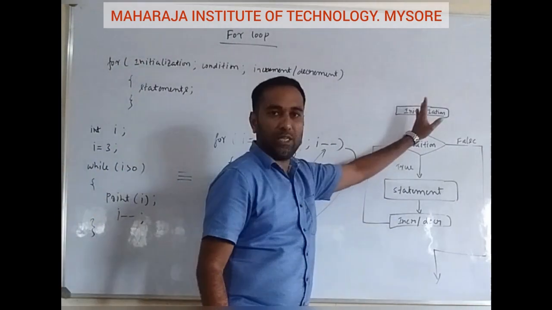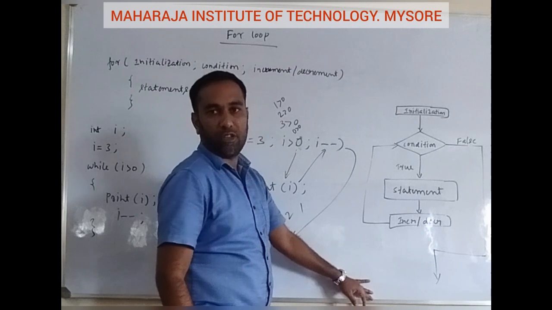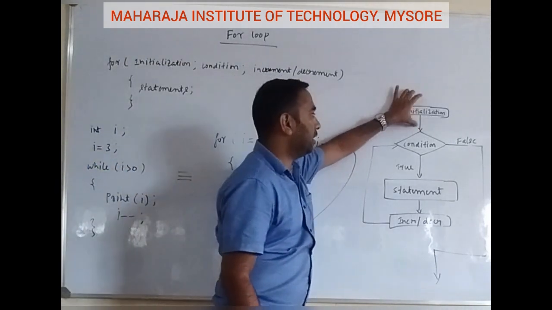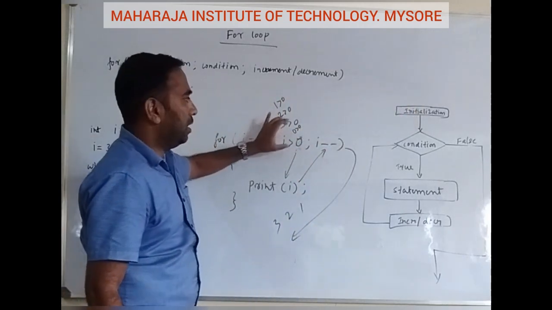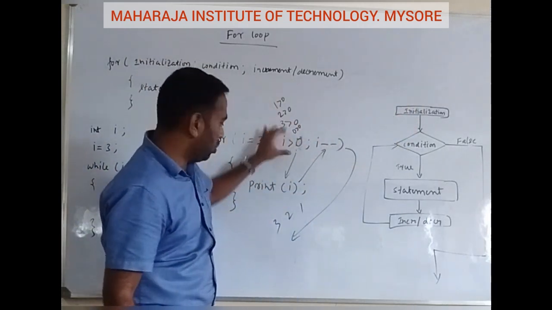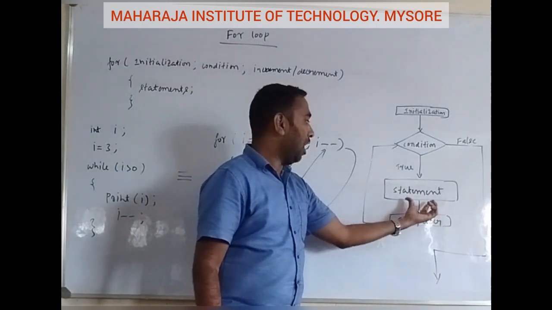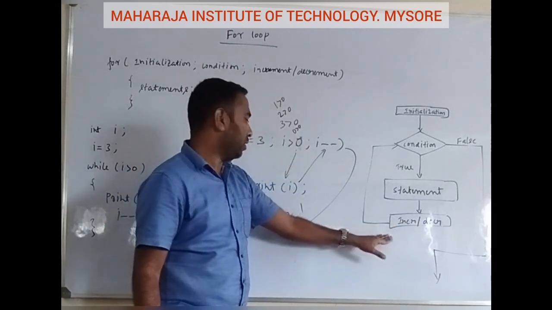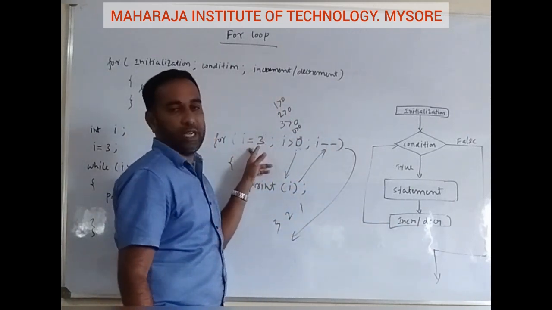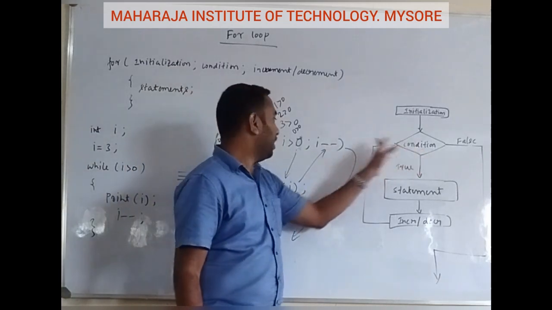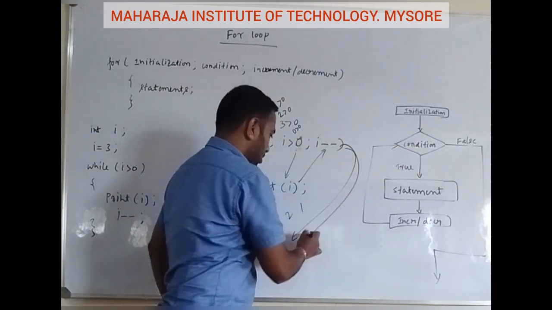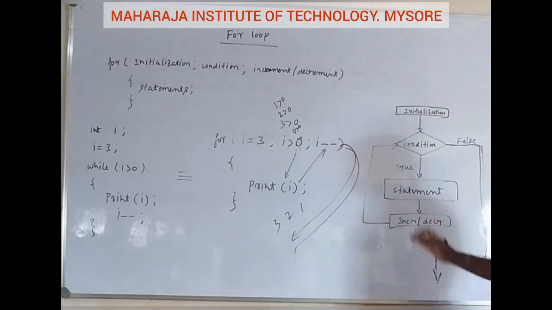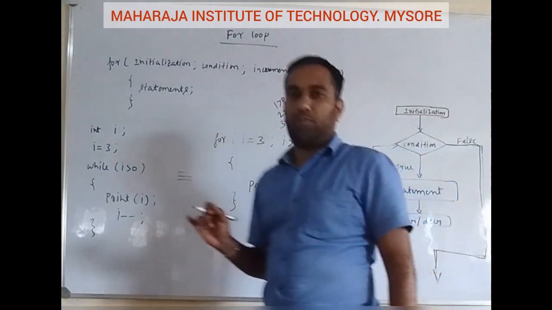So let us discuss the flow chart using for loop. Here I am initializing the value, then checking the condition. If the condition is true, then I am printing the statement. After printing the statement, I am incrementing or decrementing the value. After the decrement statement, again I am checking the condition. If the condition fails, it will come out of the loop. This is about for.